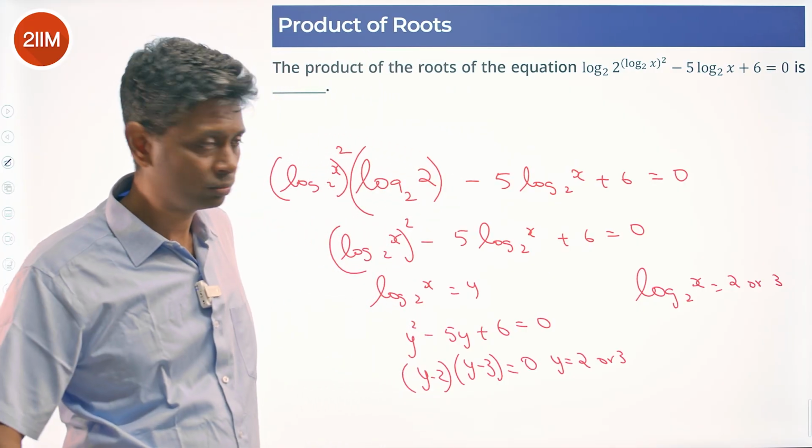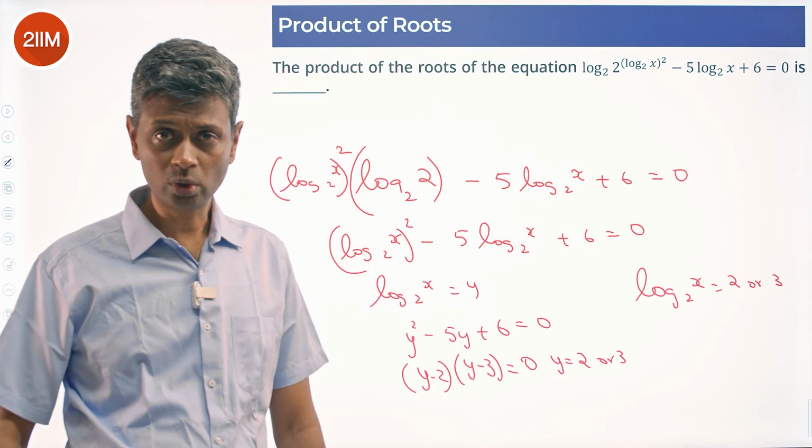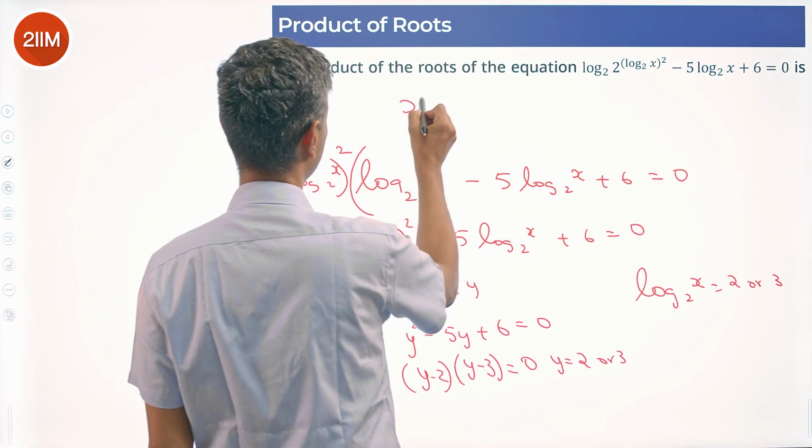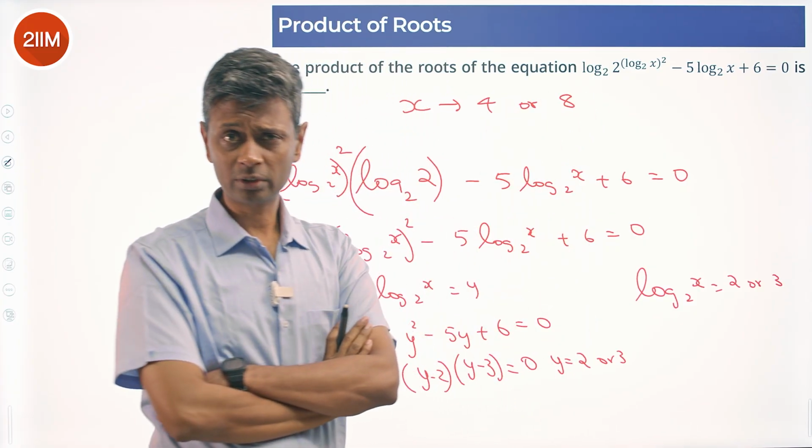Or x is 2 power 2 or 2 cube. 2 square or 2 cube. 2 square is 4. 2 cube is 8. Or x could be 4 or 8. 4 will work and 8 will work.